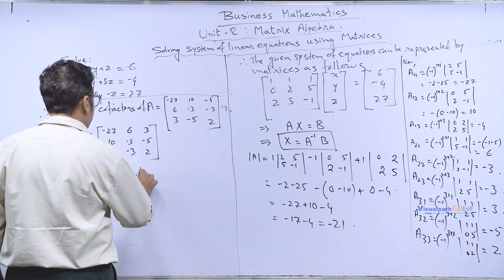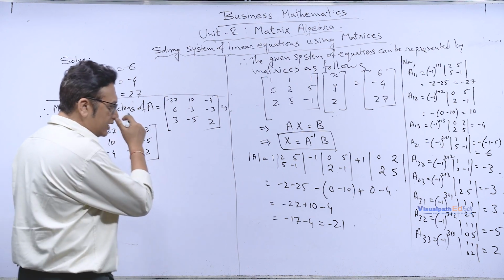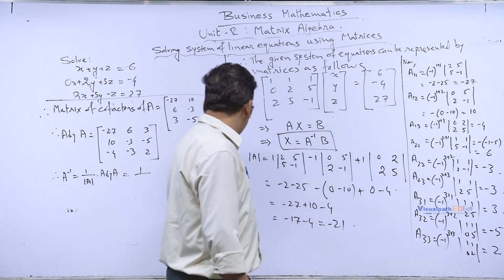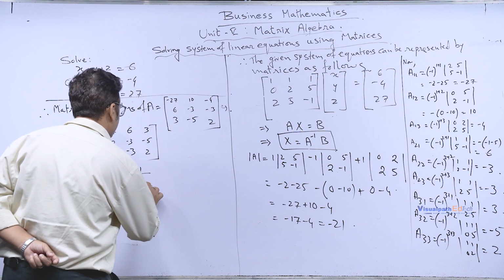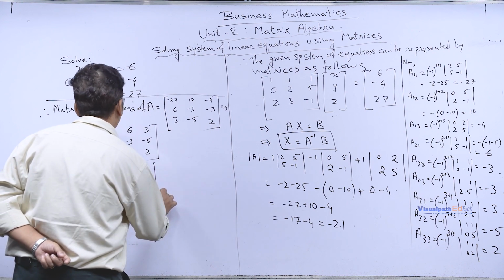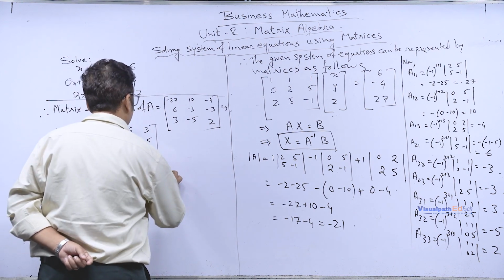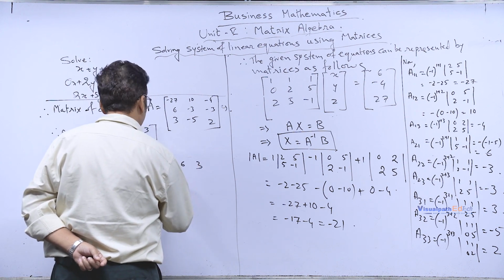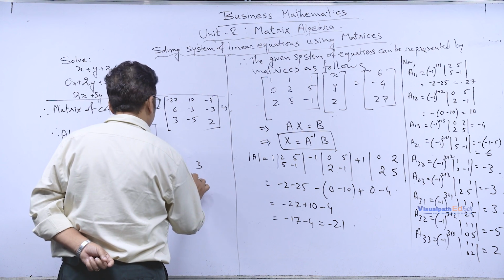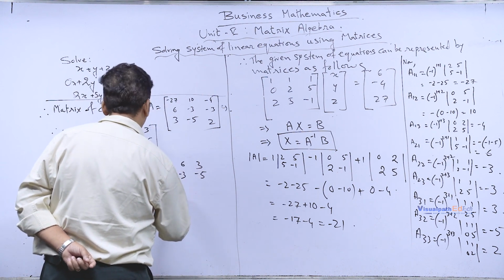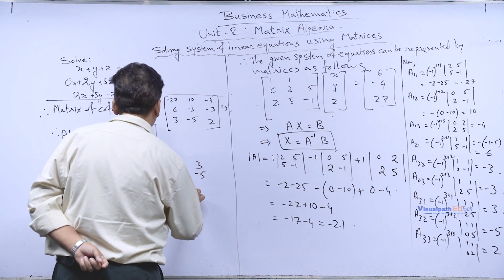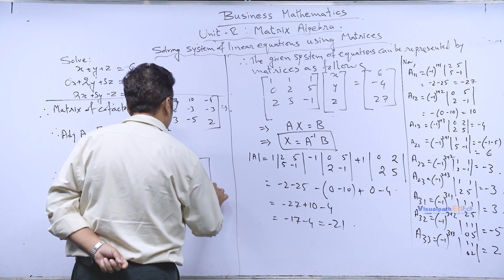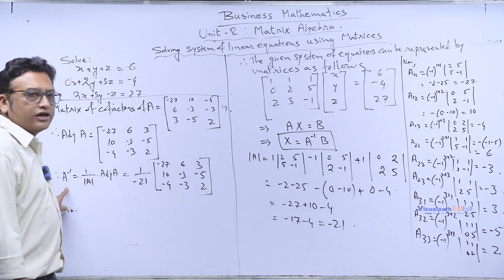So that means 1 by, what is determinant of A? Determinant of A is minus 21. So we'll write minus 21 into adjoint A, which is minus 27, 6, 3, 10, minus 3, minus 5, minus 4, minus 3, and 2. That is A inverse.